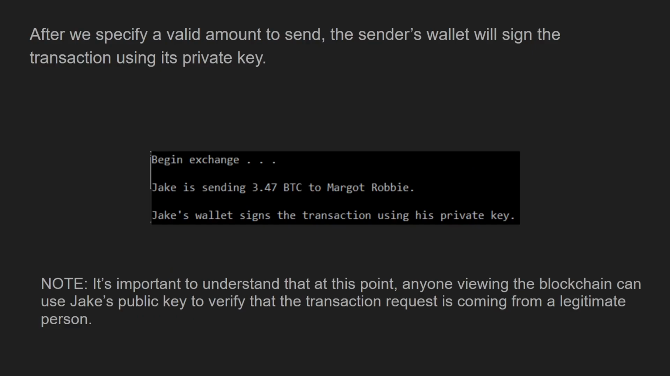And now, this is the part where RSA comes into play. Jake's wallet will use its private key to digitally sign the transaction. And it's important to understand that in asymmetric encryption, when something is signed with a private key, it can be verified with the same person's public key. This is useful in authenticating that someone is actually who they say they are.